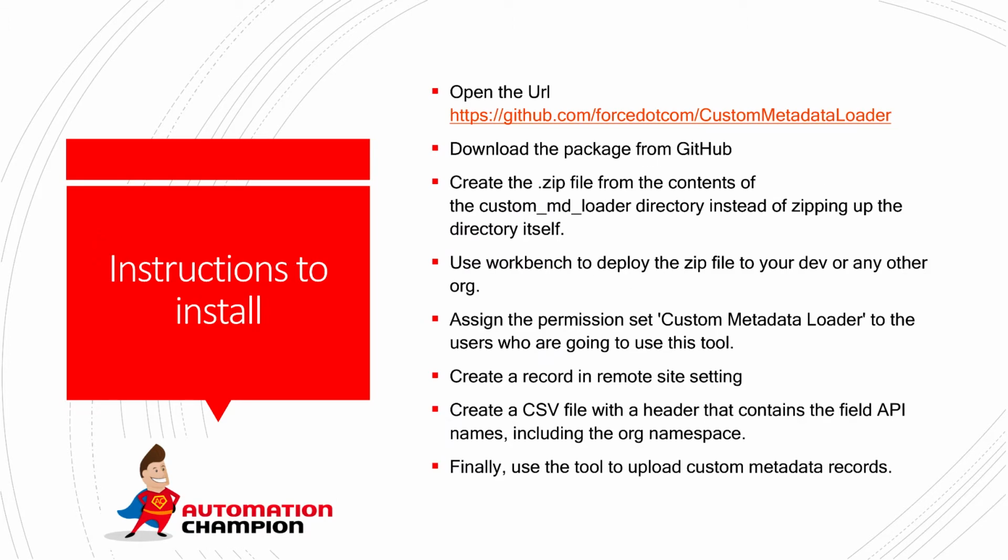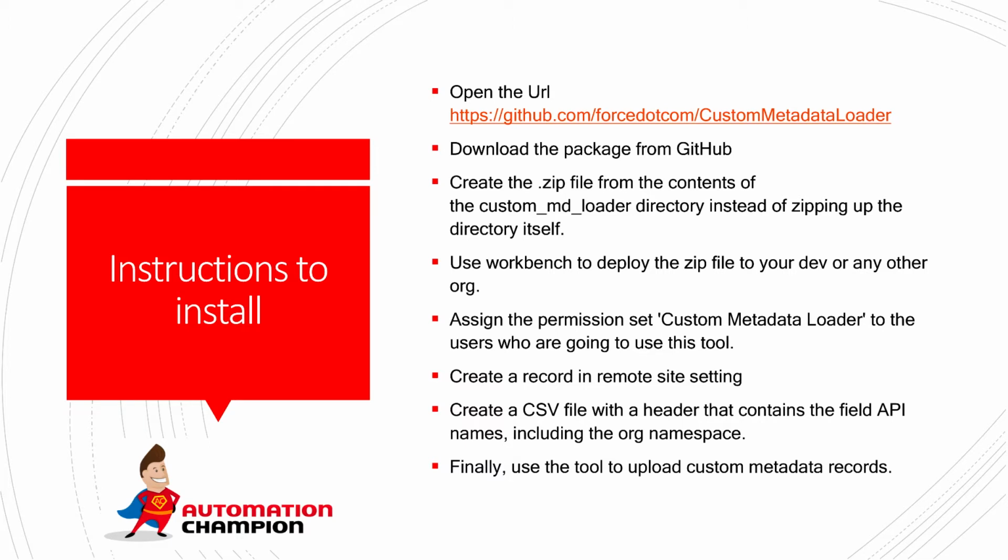Now, instructions to install. This is just verbal instructions that I'm going to read. First, open GitHub. Download the package from GitHub and then you have to create a zip file that contains this folder, custom_mdt_loader, and then you have to use Workbench to upload that zip file into your developer org, your sandbox, or production org. Once you upload this file, it will create a few classes, a custom metadata object, a tab from where you can upload your CSV file, and permission sets.